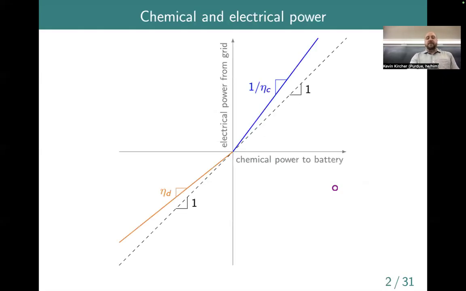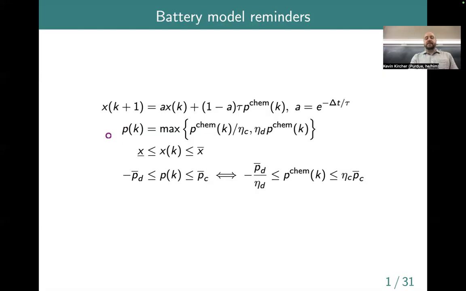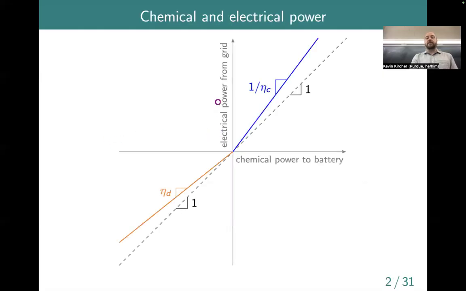So here's a picture of that relationship. This is basically this function, and I'm graphing it down here. On the vertical axis, we have what I call P in that equation. That's the electrical power that we're pulling from the grid if it's positive, and pushing to the grid if it is negative. On the x-axis, we have the chemical power being stored in the battery. If we're charging, it's positive, and if it's negative, that means we're discharging, so we're moving energy from the battery.